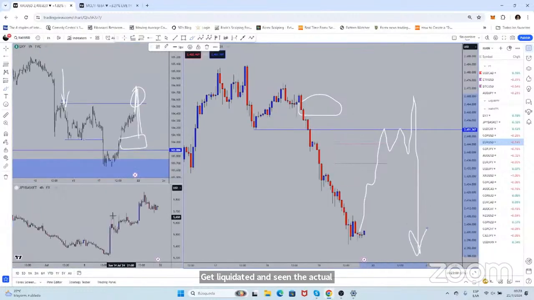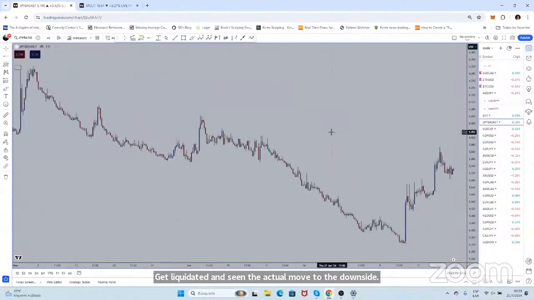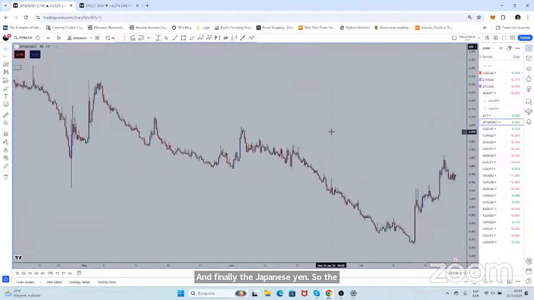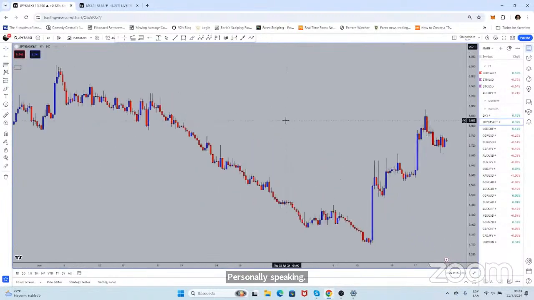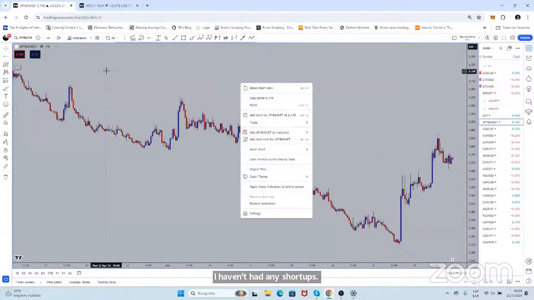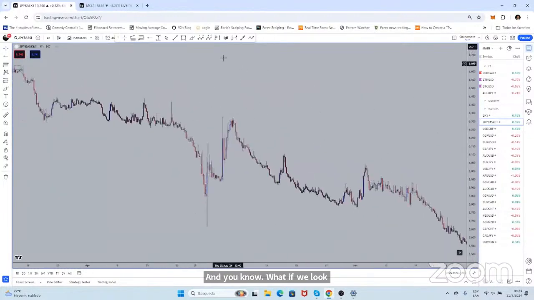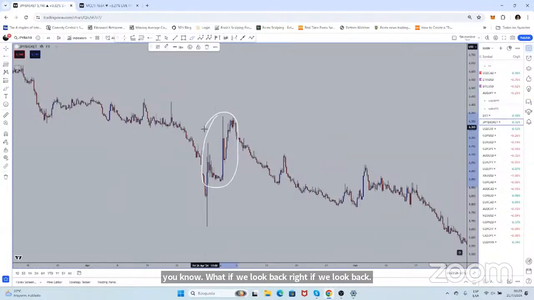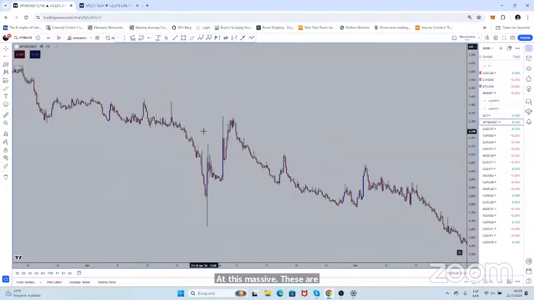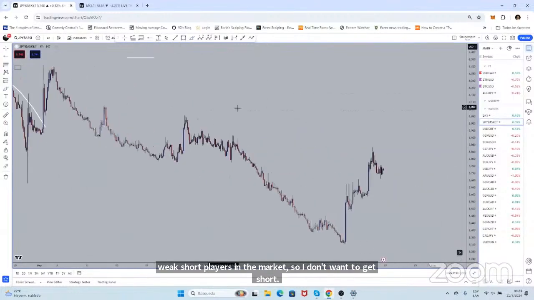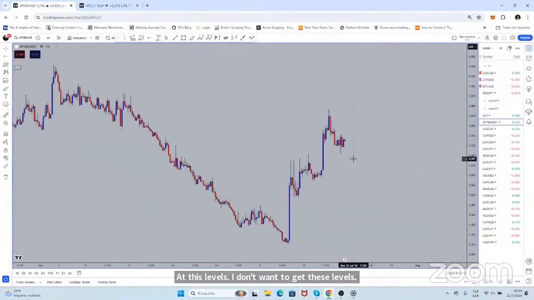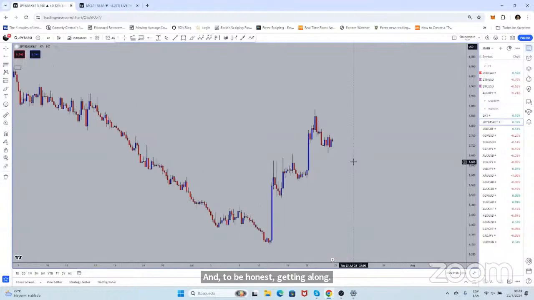So that's gold. And finally, the Japanese yen. So the Japanese yen, it has been quite difficult to trade lately in the sense that personally speaking, I haven't had any short setups. If we look back, this is the 4 hour chart, right? If we look back at this massive move, these are just liquidation of very weak short players in the market, right? So I don't want to get short at these levels. And to be honest, getting long, looking for longs is a little bit risky.